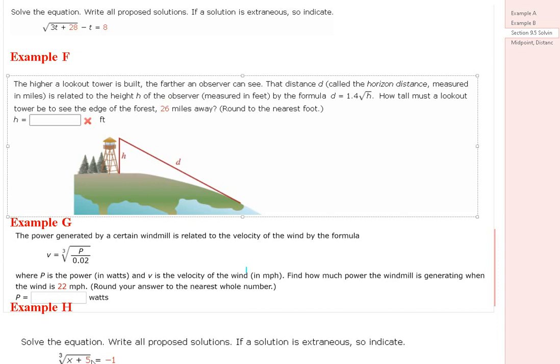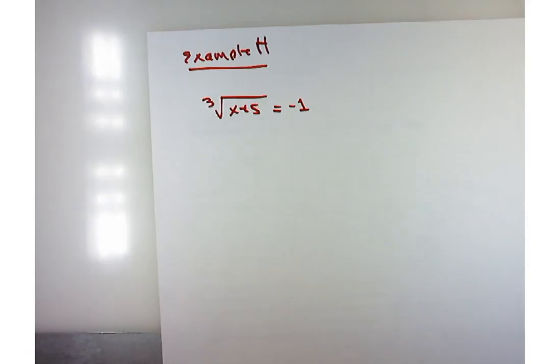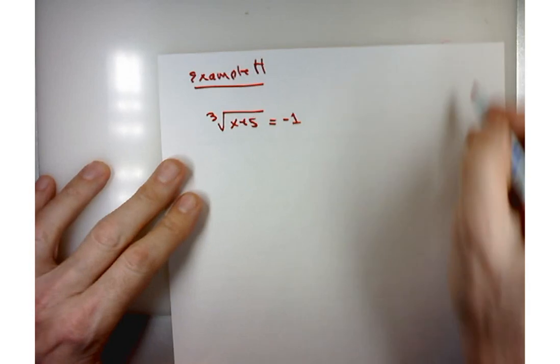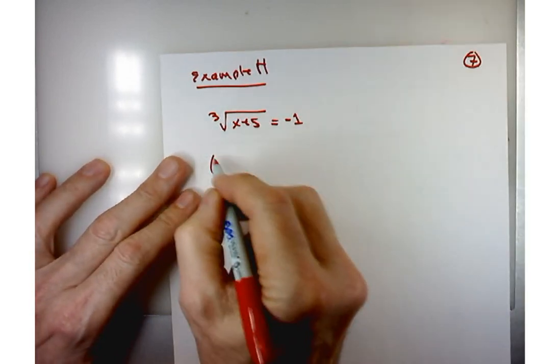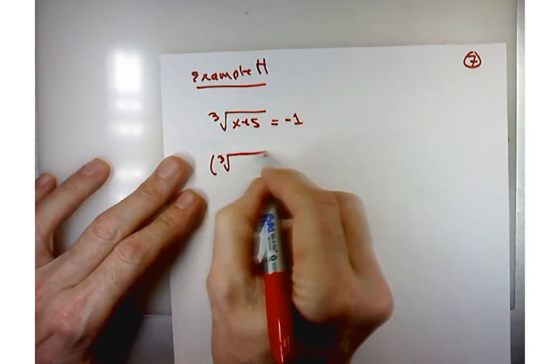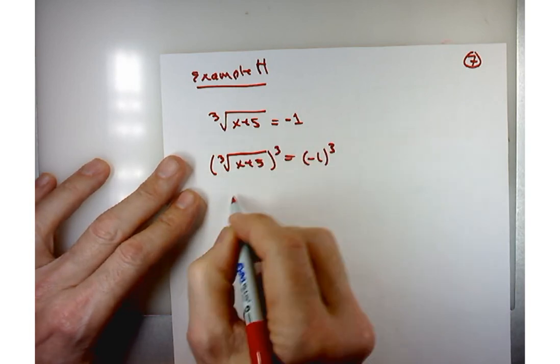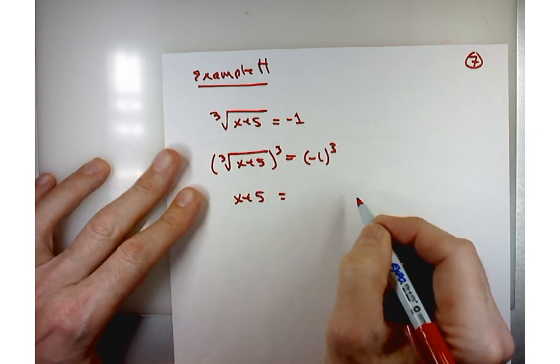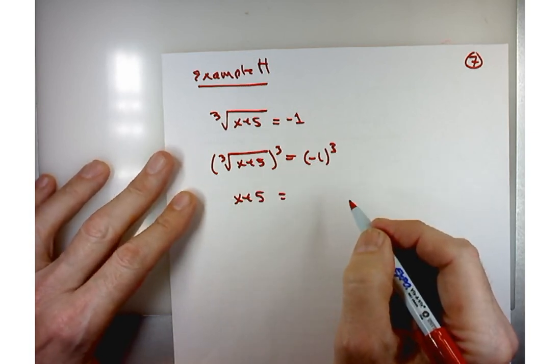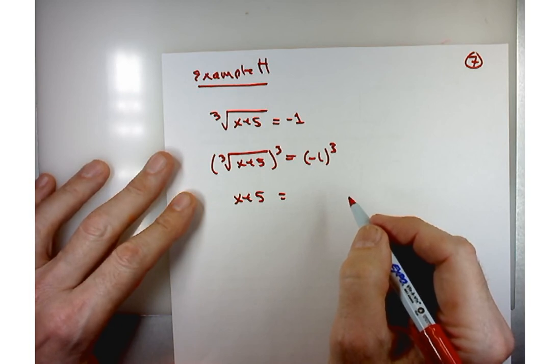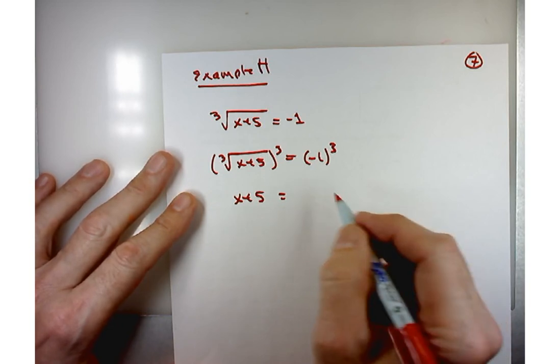Example H: the cube root of x plus 5 equals -1. Maria, I think we should start off with this one. Cube everything. Yeah, cube both sides. So x plus 5. Not quite. Positive 1. Which one, -1 or +1?